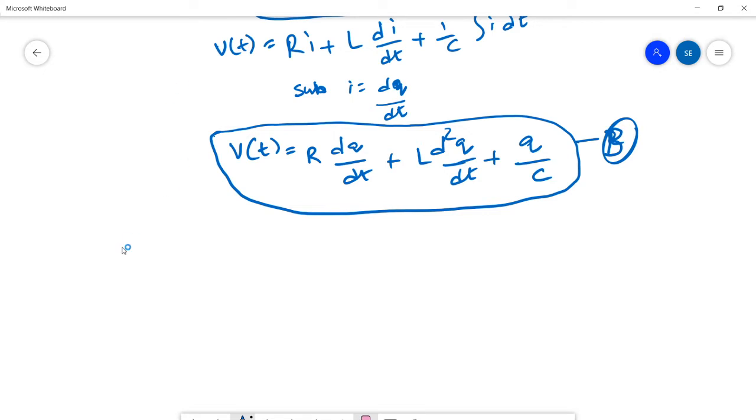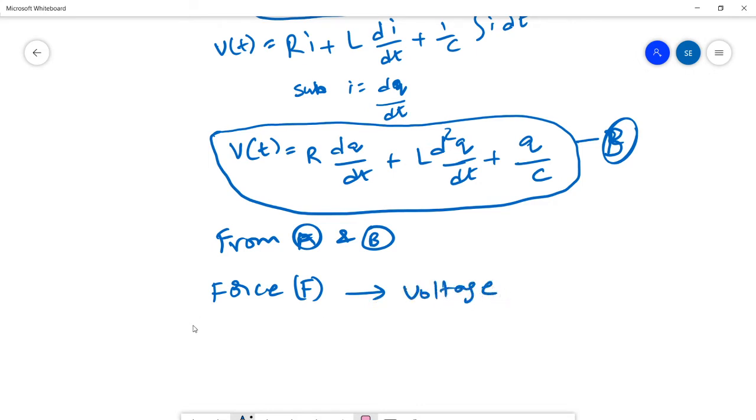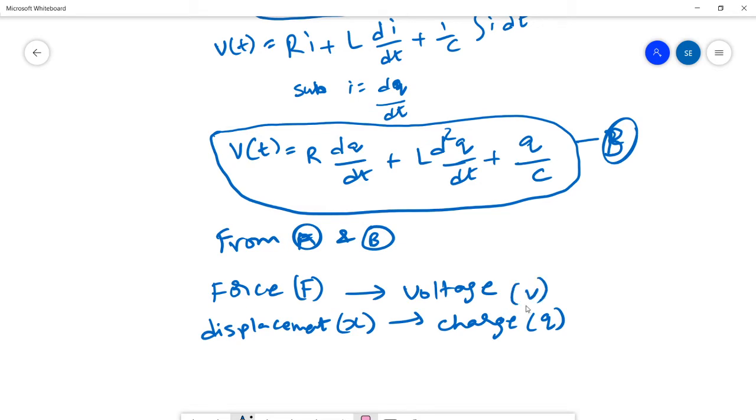From A and B, what we are getting is force, F or F of t, we will take it as F. That is analogous to voltage, and displacement, the output x, is analogous to charge, Q.